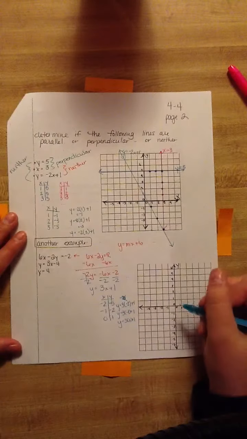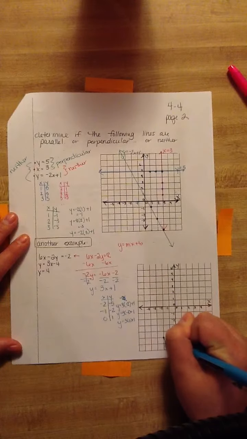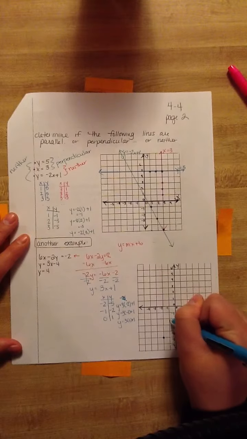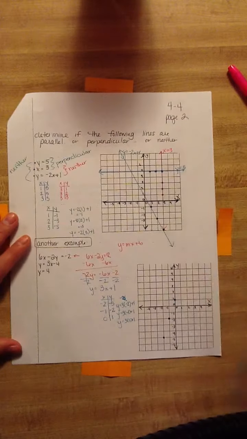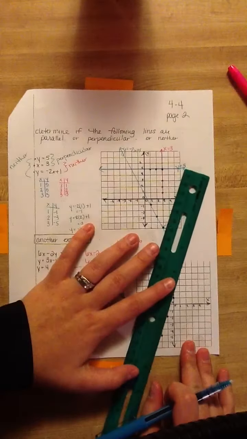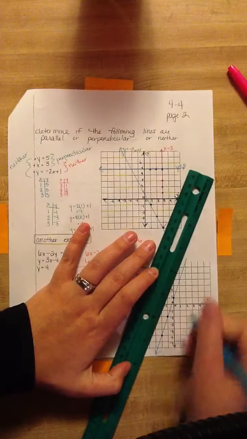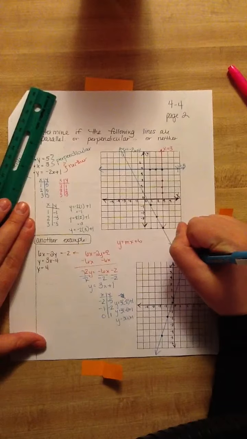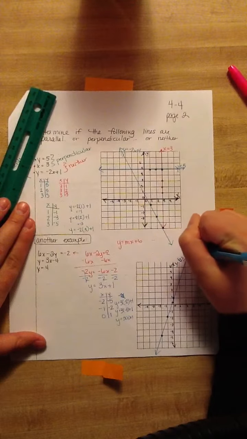So let's start graphing. I have negative 2, negative 5, negative 1, negative 2, and 0, 1. So now I have my 3 points. Go ahead and draw your line through those points. Write in the equation of the line. Actually, let's write it as the original equation. So 6x minus 2y equals negative 2.